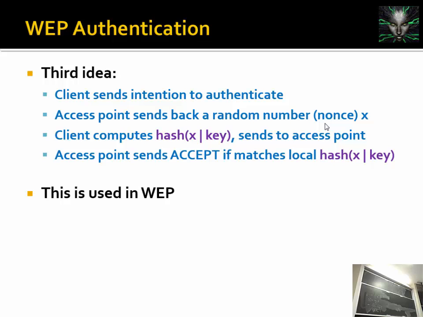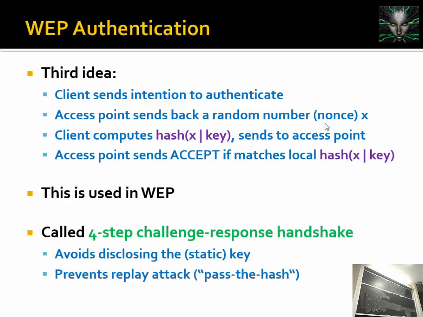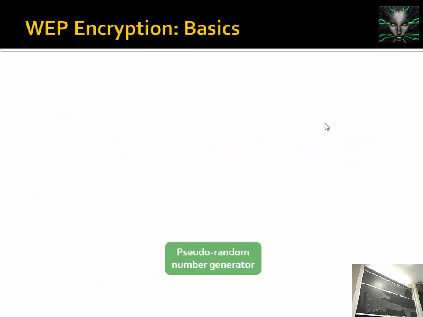So you have recreated the protocol used for a very long time. It's called four-step challenge-response authentication. There's a challenge and there's a response to the challenge. The challenge was a number that someone wrote for you to take. You don't have to disclose the static key, and you can't pass the hash. So it's perfect. Now let's talk about the encryption part a little bit.